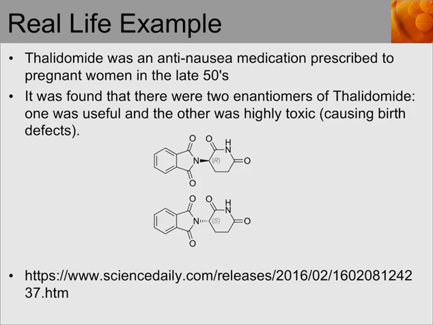So a real life example: in the late 1950s, thalidomide was an anti-nausea medication that was prescribed to pregnant women, but it was found pretty quickly that it was causing birth defects. So scientists went back to the drawing board to figure out what was going on, and they found that there were actually two enantiomers of thalidomide. There was the right-handed version, which they called R, and then the left-handed version, which they called S.